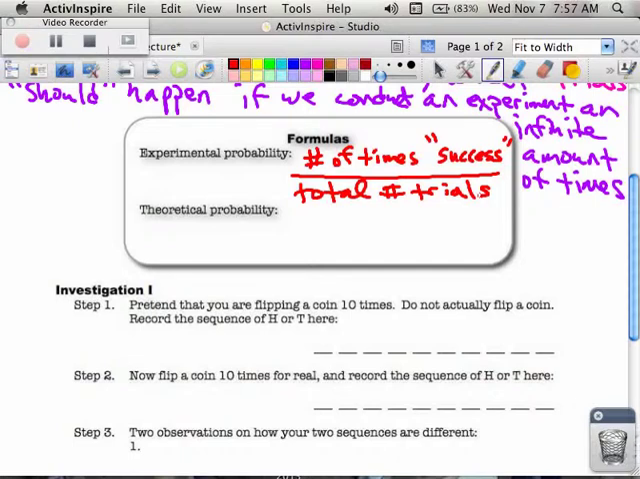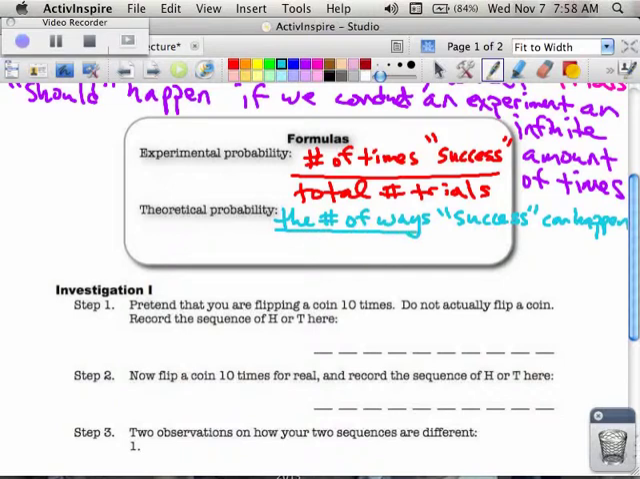In the second part, the theoretical probability is the number of ways the success can happen over the total number of possibilities.